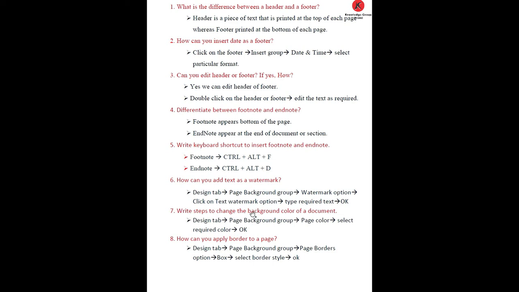Write steps to change the background color of a document. For this, go to the Design tab, Page Background group, Page Color, select the required color and OK. How can you apply border to a page? So go to the Design tab, Page Background group, Page Border option, select the box and select the border style and click OK.